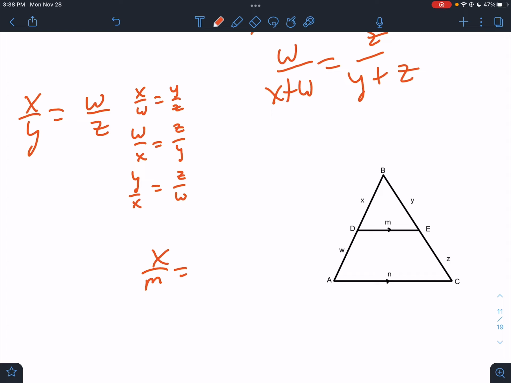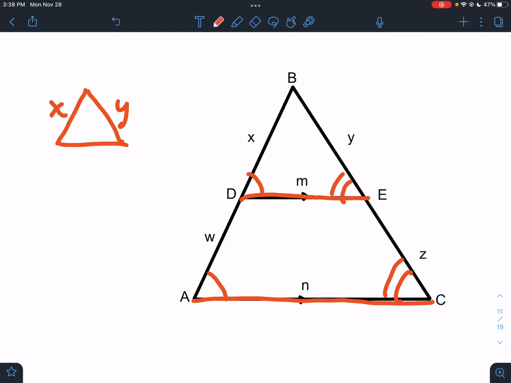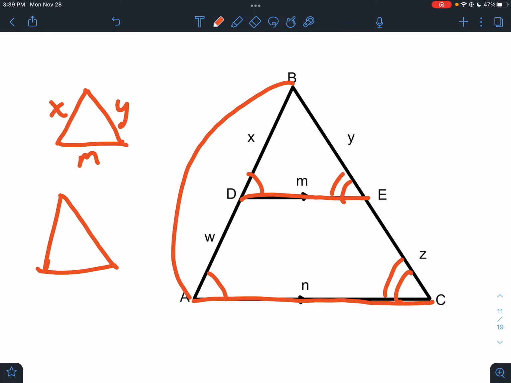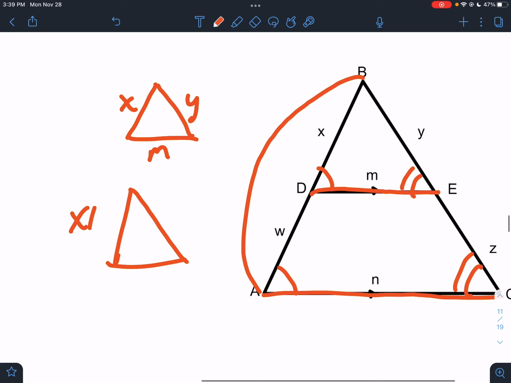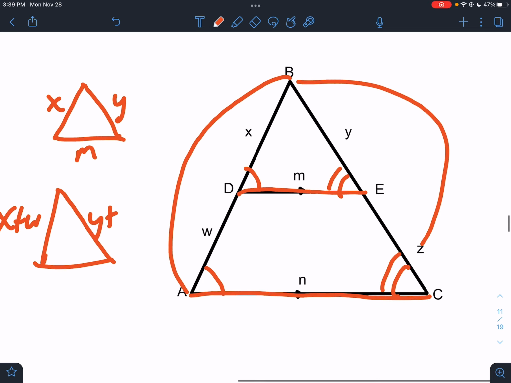If you're talking about the actual parallel lines, you have to focus on the triangles. There's a small one, and we know they're similar because of AA, right? We have parallel lines, so we know they're similar. The triangles have sides of x, y, and m. The bigger triangle, how long is this entire side? It's x plus w. How long is this entire side? Y plus z, and the bottom is n.